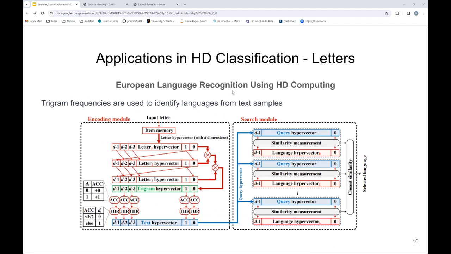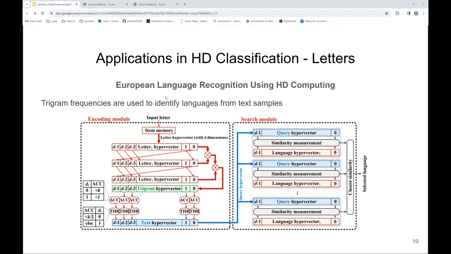Some of the applications of HD classification concern letters for text recognition, signals, and images. We will see some of the use cases that were examined in the paper.